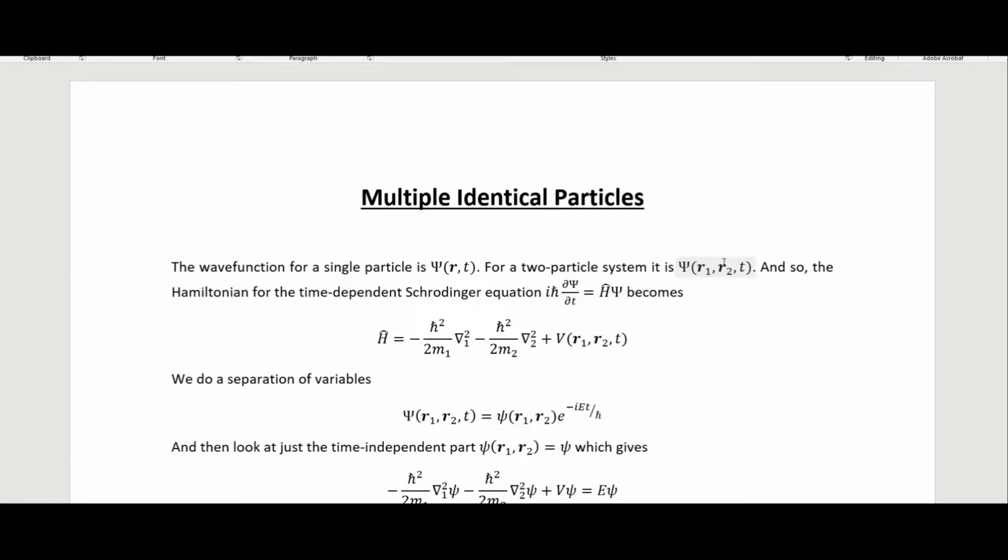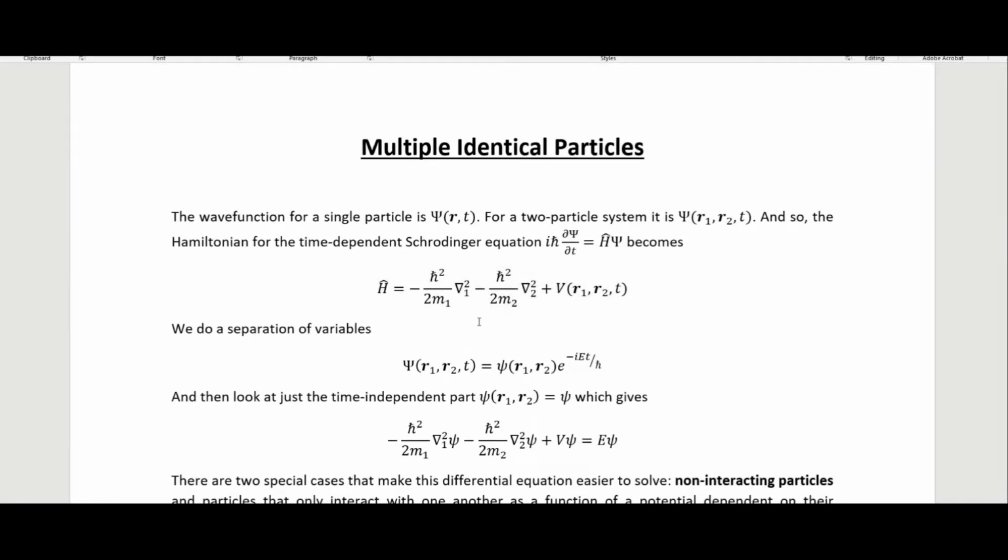For two particles, we just now have this R1 and R2. So the Hamiltonian for the time-dependent Schrodinger equation becomes this. We have this kinetic part for the first particle, and this kinetic part for the second particle, and then we have to have a potential for both particles. Then we can do a separation of variables, separating out this time part here and this time-independent part here.